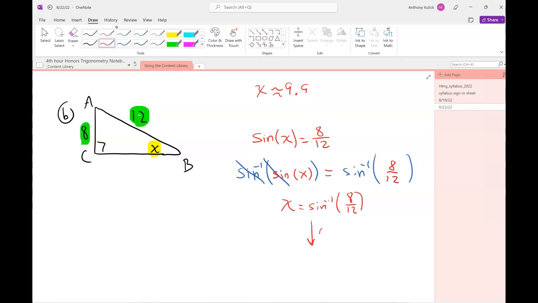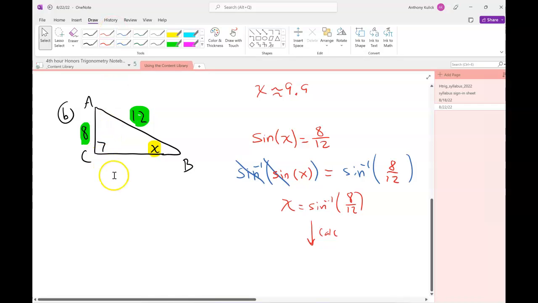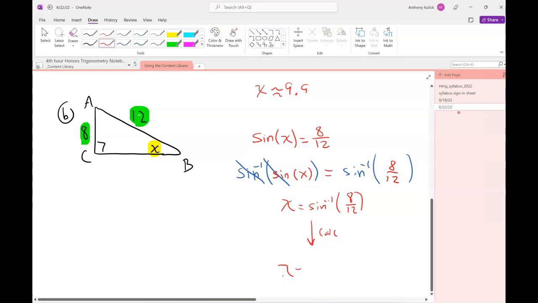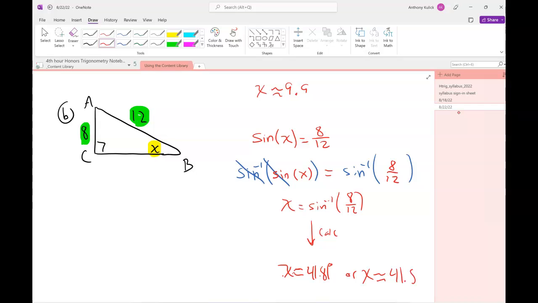And then it's calculator time, right? To type this into my calculator, how do I get the sine inverse? Second and sine, very good. And I'm not going to bother with the fraction command there, because obviously 8 over 12 is just 8 divided by 12. But if you want to, you can do that. So I get this number. If I want that to the hundredths, I would say 41.81. Or if it was to the tenths, 41.8. Should put a degree sign there.